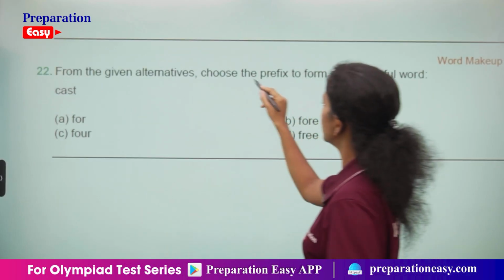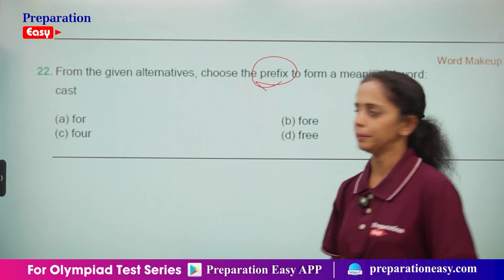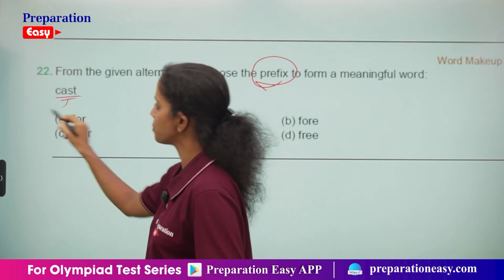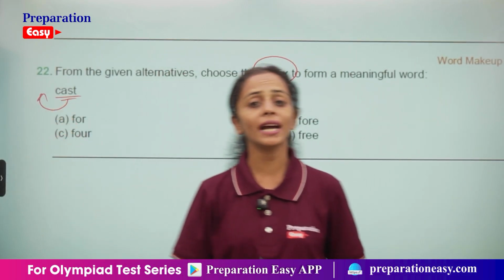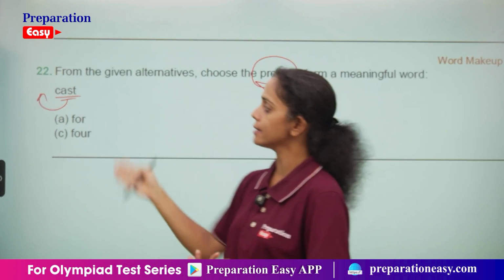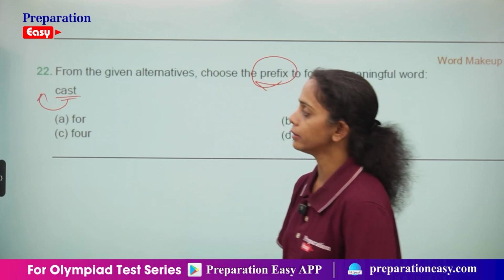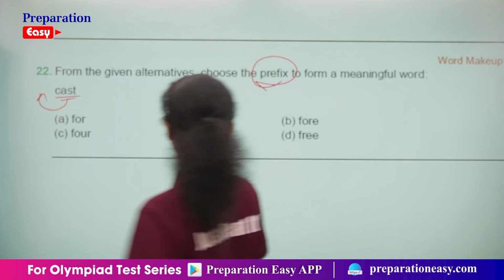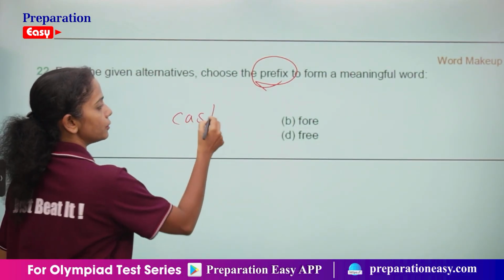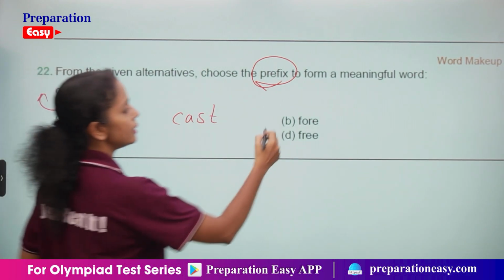Next is the word prefix. Prefix means there is a word which comes before this word. That is known as prefix. Prefix means the word which comes before the given word. Over here, the word is cast. The word which will come before this word is forecast.